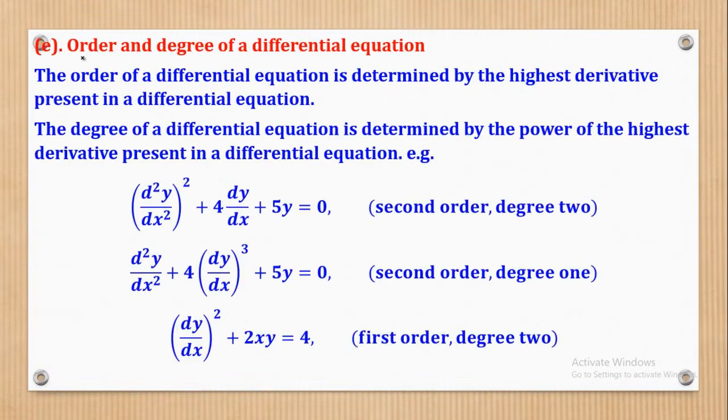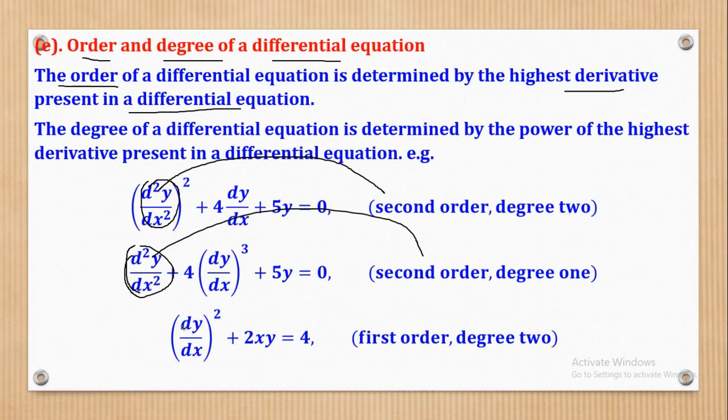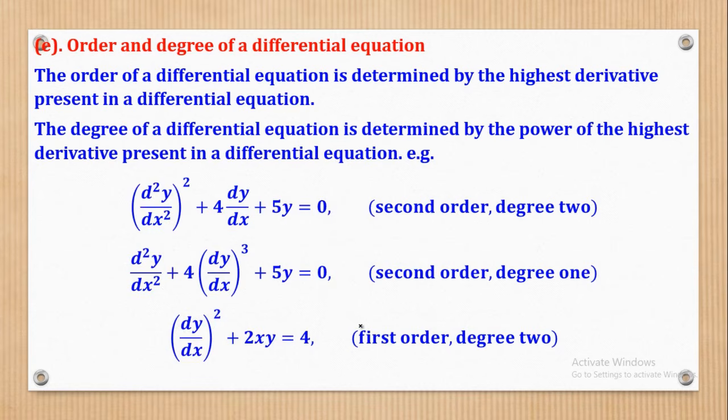Then we also have what we call the order and degree of a differential equation. The order of a differential equation is determined by the highest derivative present in the differential equation. For example, here the order is 2 because the highest derivative is the second derivative. That is why we call it second order. Also here the highest derivative is the second derivative, meaning it will be second order. Also here the highest derivative is the first derivative, meaning it will be first order. That is how they get the order of a differential equation.